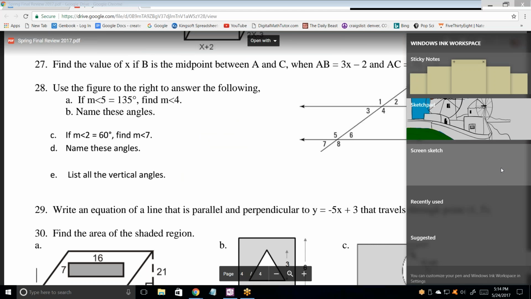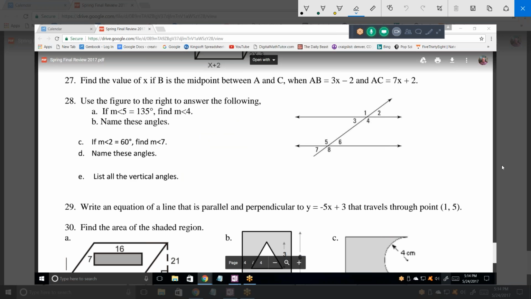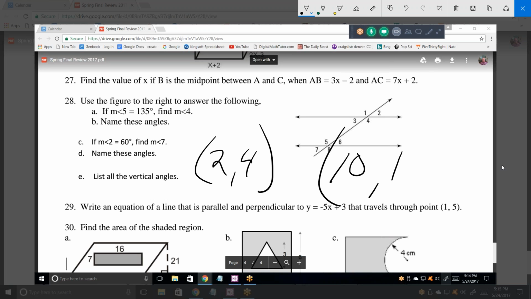Midpoints. Before we do 27, tell me the midpoint between these 2 points. For what are you doing, 27? No? Tell me the midpoint between the 2 points that I've listed there. What's the midpoint between 2, 4 and 10, 14?